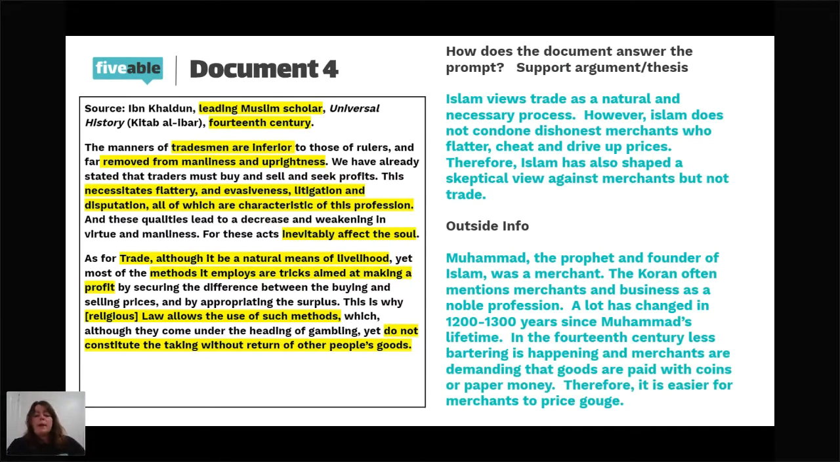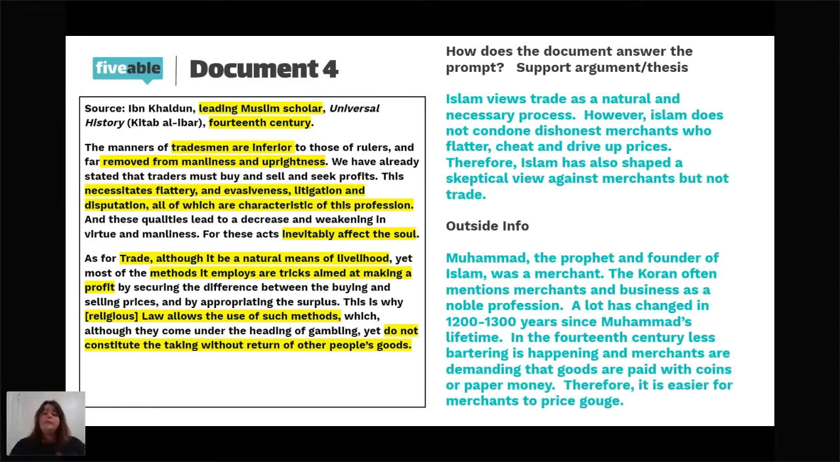But now, when was that? Like first century when Muhammad was around. So I put a lot has changed in the 1,200 to 1,300 years since Muhammad's lifetime. In the 14th century, less bartering is happening and merchants are demanding that goods are paid with coins or paper money, right? Those are new inventions. Therefore, it's easier for merchants to price gouge, right? Or mark up the prices.